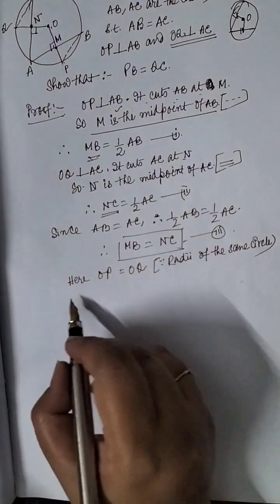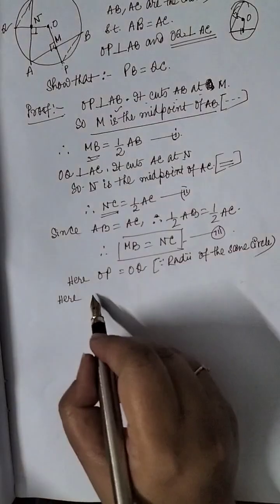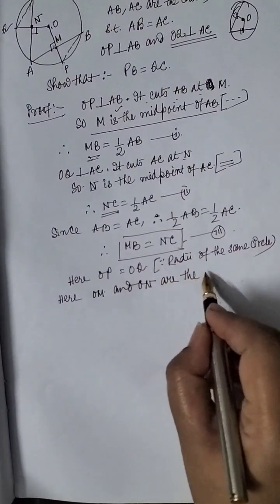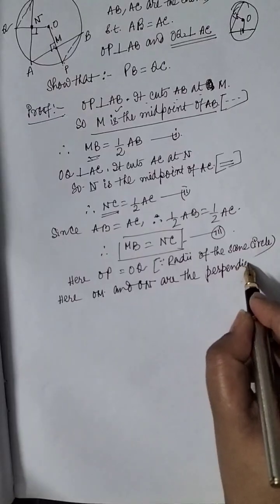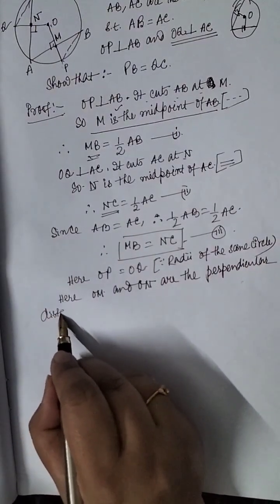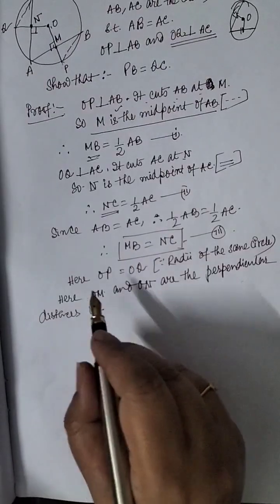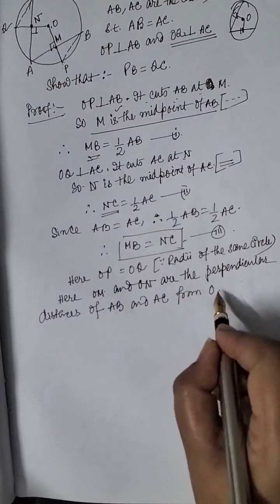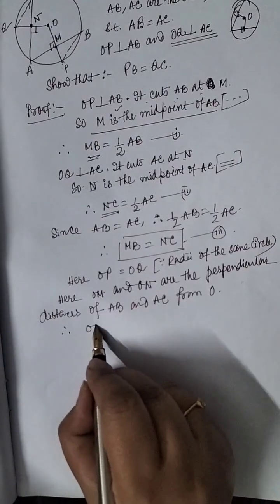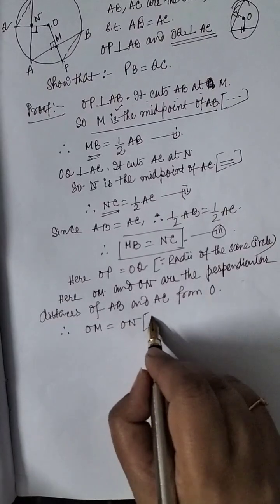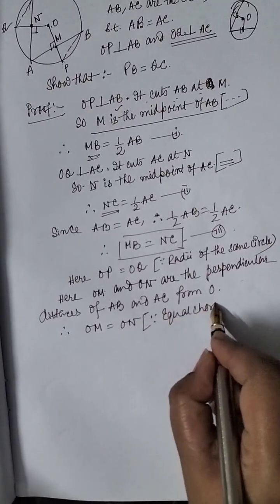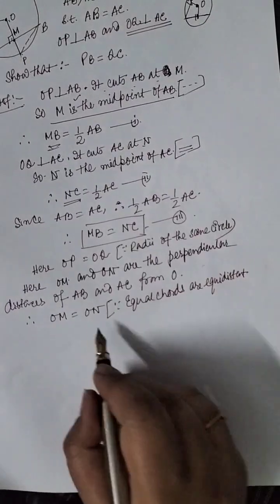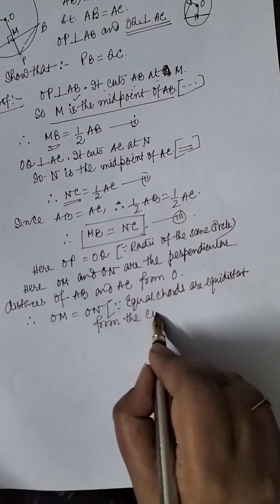So by that reason we get here OM and ON are the perpendicular distances of AB and AC from the center O. Therefore, OM equals to ON, as equal chords are equidistant from the center of a circle.